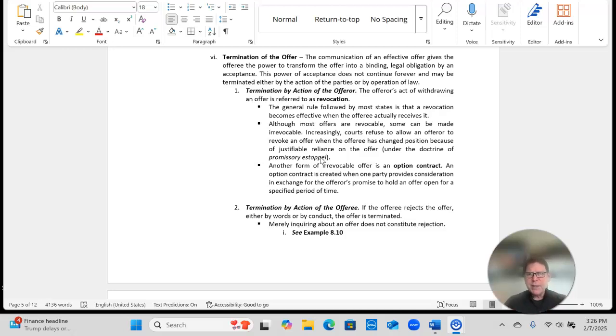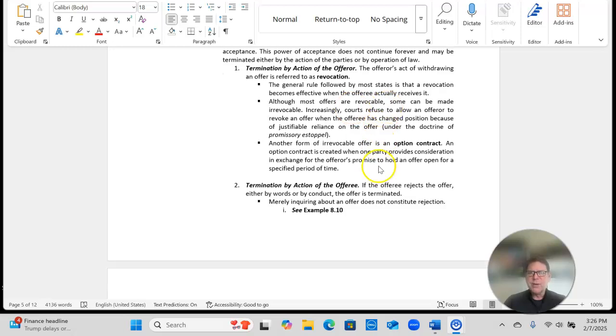When can they do it? Bilateral versus unilateral, there's a distinction in that, right? Bilateral, anytime prior to the return promise. Unilateral, anytime prior to the start of performance, because the nature of unilateral requires performance for acceptance, not a promise to perform as acceptance, as in a bilateral. So now what else terminates an offer? So we know revocation can terminate an offer.